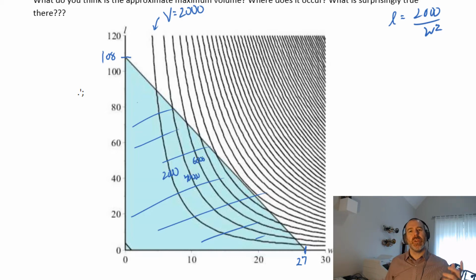So what I want you to do is take a moment, pause the video, and put a little dot on the graph where you think the volume will be maximum. Your dot has to be in the blue area or on the edges, because that's the possibility that still gives you the 108 inches. But I'd like you to put a dot where you think the volume is maximum. So pause the video and try to do that.